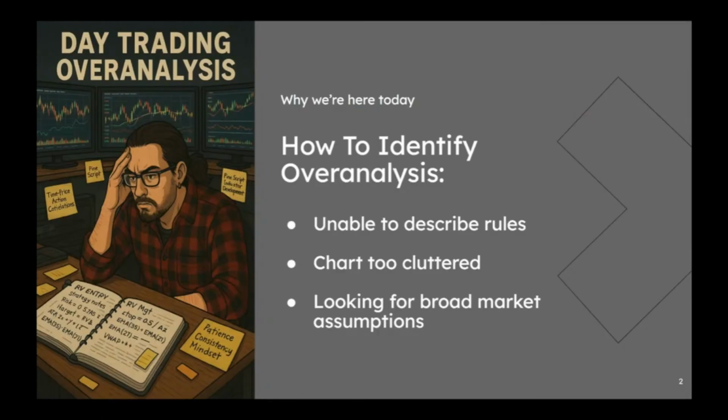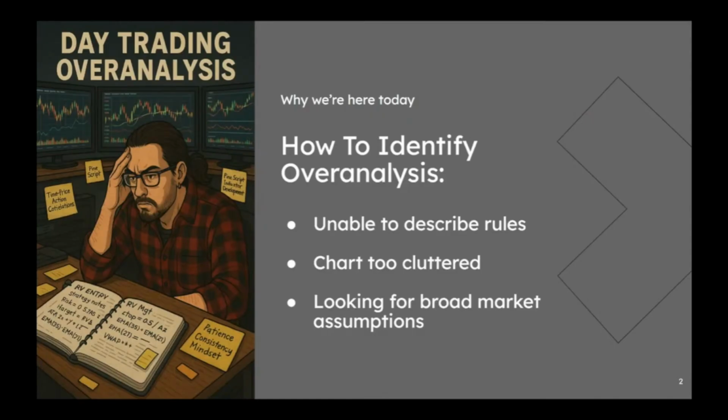The first one would be unable to describe rules. If you're building your strategy, that's different. But if you have your strategy and you're not actively making any changes to it, and you're trading it every day, and you're just not getting those returns. The backtest looks great, you're making great returns, but when you go to live trade it, you're just not getting the same return. That may be because you're unable to actually write down or describe your rules.